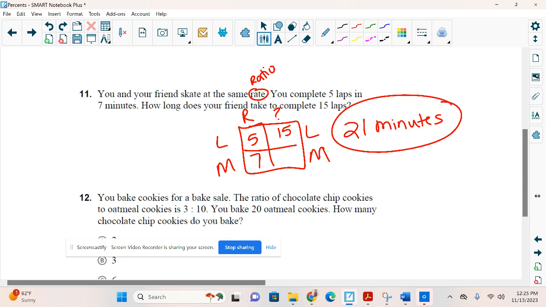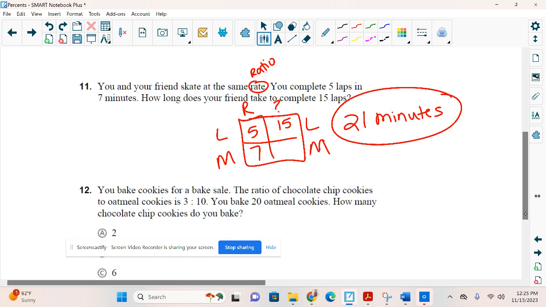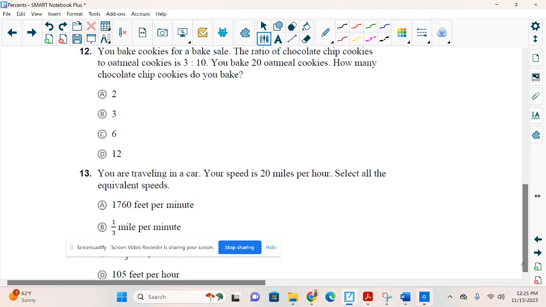All right, number 12, you should be able to do on your own because guess what you're going to put in it? What you're going to make? A ratio. A ratio box. All right, cross out 13. We're not going to worry about 13.